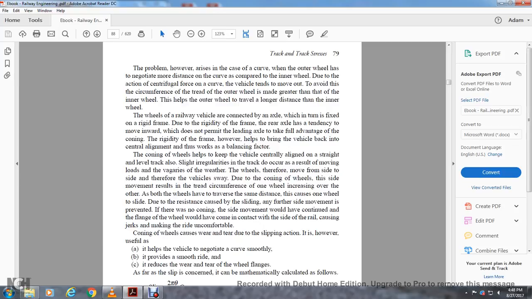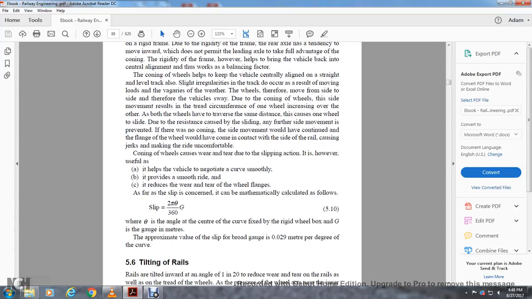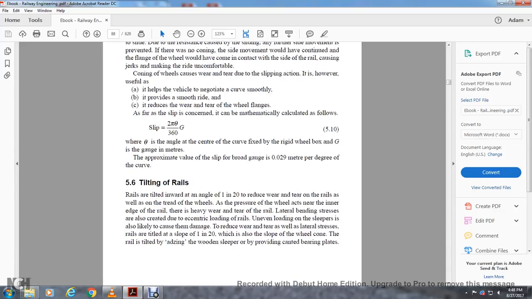If there is no coning, the side movement would have continued, and the flange of the wheel would also have come in contact with the side of the rail, causing jerks and making the ride uncomfortable. Coning of the wheels causes wear and tear, even the flipping action. However, it is useful: it helps the vehicle to negotiate curves smoothly, provides a smooth ride, and reduces wear and tear to the wheel flanges. As far as slip is concerned, the mathematically calculated slip is equal to 2π × θ/360 × G, where θ is the angle at the center of the curve subtended by the rigid wheel base, and G is the gauge in meters. The approximate value of the slip for broad gauge is 0.029 meter per degree of curve.